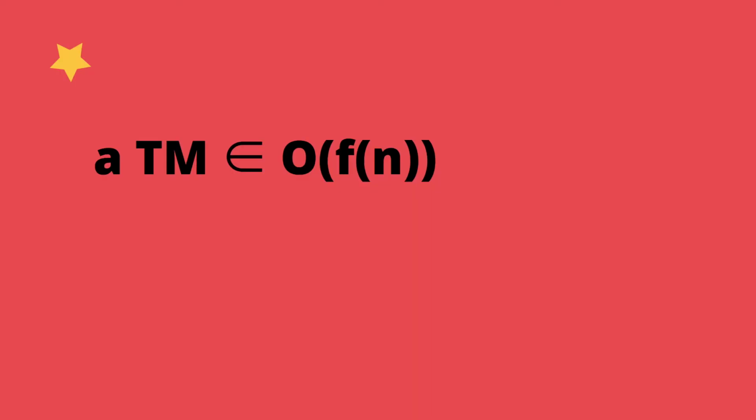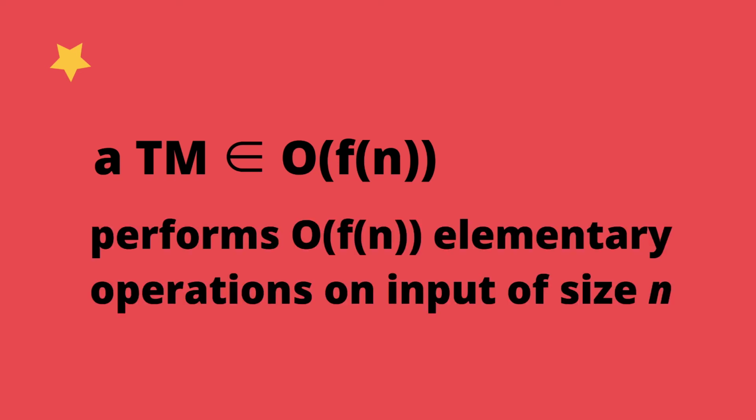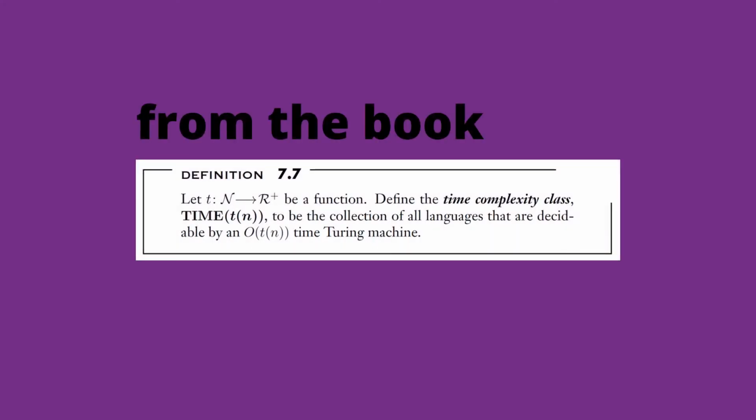In general, we can say that a Turing machine works in O(f(n)) time if it performs O(f(n)) elementary operations on any input of size n. We are now ready to define the time class of languages. A language belongs to TIME(t(n)) if it is decided by an O(t(n)) time deterministic Turing machine.